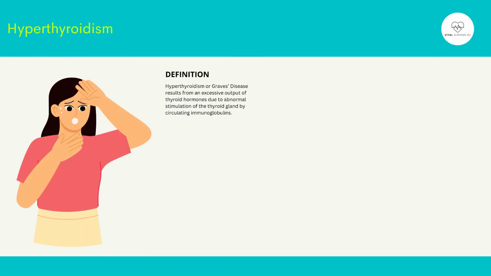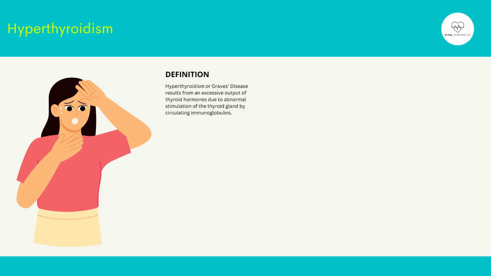Now, let's begin by first learning what hyperthyroidism is. Note that this is also known as Graves' disease. Hyperthyroidism or Graves' disease results from an excessive output of thyroid hormones due to abnormal stimulation of the thyroid gland by circulating immunoglobulins. There is an overproduction of T3 and T4 by the thyroid gland that can be caused by an autoimmune disease, where the body's immune system attacks the thyroid gland. Other causes can be a benign tumor resulting in an enlarged thyroid gland or an overproduction of TSH by the pituitary gland caused by a pituitary tumor.